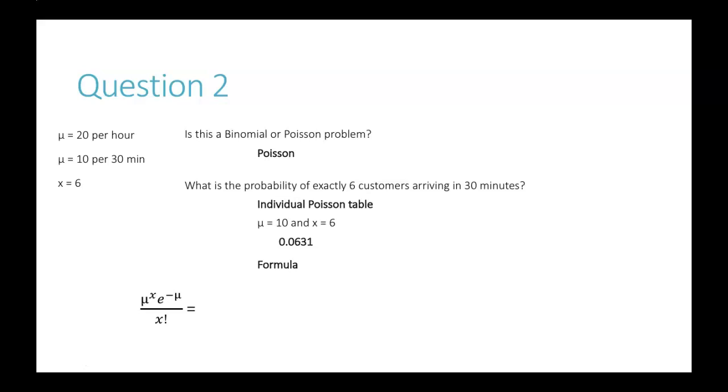So our mu, that's our 10, right? We want to use 10 here and not 20 because we want our mu to be in terms of 30 minutes. So our mu is 10, our x is 6, and e is just that constant on your calculator, right? So when we plug in the numbers here, we have 10 to the 6th power times e to the negative 10 all over 6 factorial. And when you simplify that down, you end up with the same answer, 0.0631.